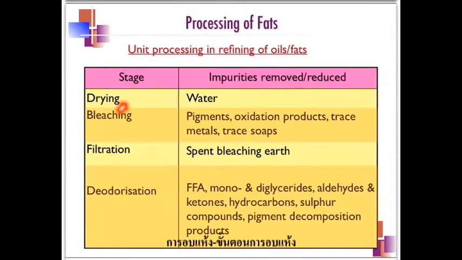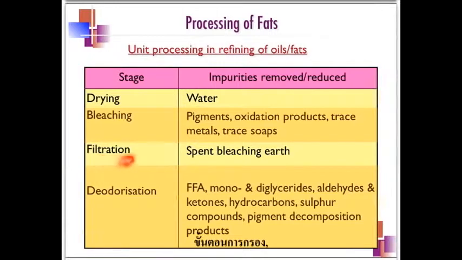Drying stage. Drying is used to remove the water, which sometimes is added during the degumming process. So the water has to be removed to a very, very low level, because the water can promote hydrolysis of the triglycerides in the oil. Bleaching is a process to remove color, the pigments which give the color of the crude oil. And during bleaching we also remove other components, for example the oxidation products, more trace metals, and the trace soaps, which result from the neutralization step.